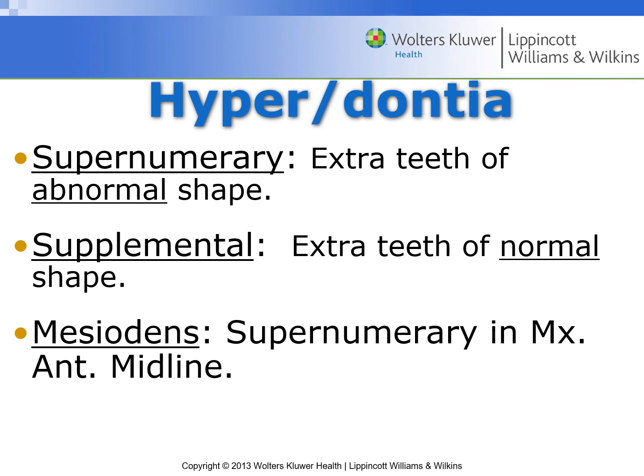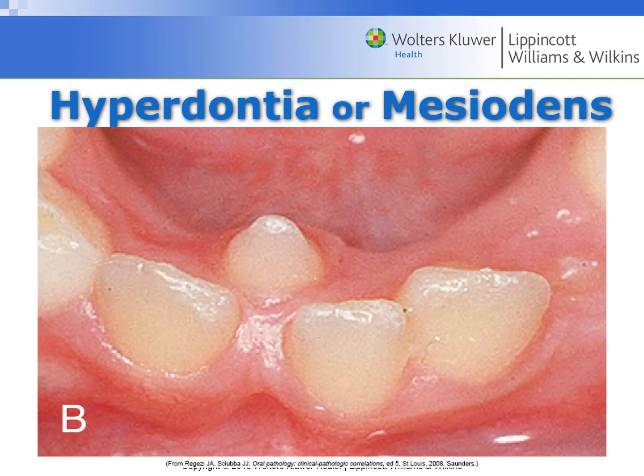Then you have mesiodens. Mesiodens is a supernumerary. It's an extra tooth of an abnormal shape in the maxillary anterior midline. It is possible. I have seen it. Even though this is kind of the definition, I have seen them on the mandibular, but most of the time they're going to be in the midline of the maxillary, and I'll show you pictures. This is mesiodens.